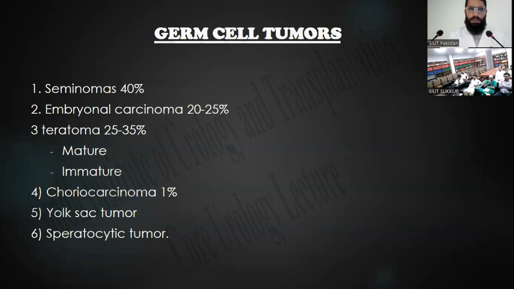Germ cell tumors comprise about 40% seminomas, and embryonal carcinomas make about 20 to 25%. Teratomas make about 25 to 35%, and these are further divided into mature and immature teratomas. Choriocarcinomas make about 1%, then yolk sac tumors and spermatocytic tumors.